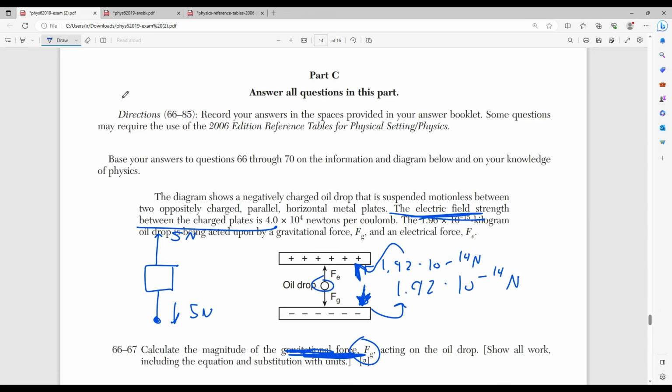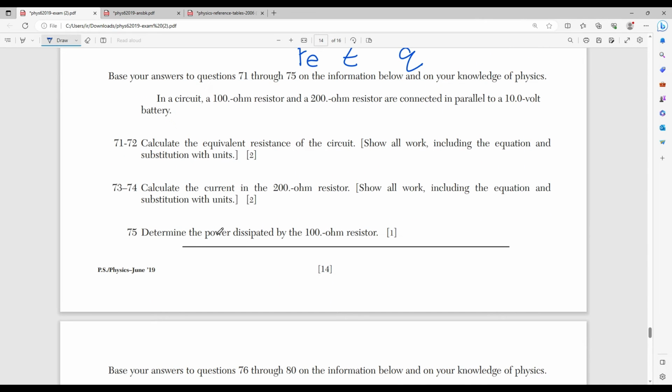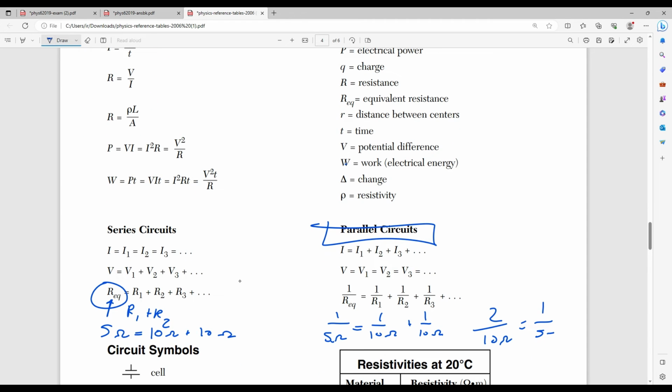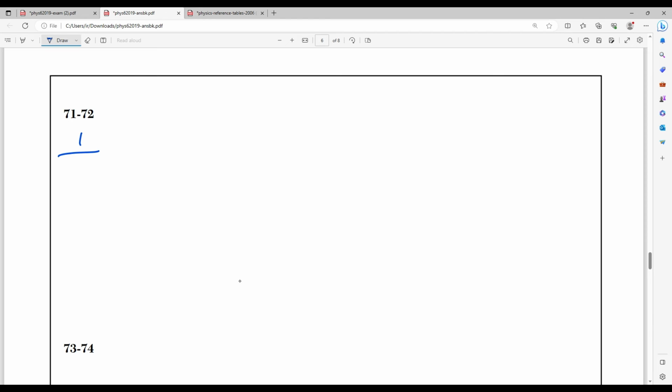Moving on to number 71 to 72. It says that in a circuit, a 100 ohm resistor and a 200 ohm resistor are connected in parallel to a 10 volt battery. Calculate the equivalent resistance of the circuit, right? So we know that they're connected in parallel, and we're trying to find the equivalent resistance. If you don't know this formula, scroll down, parallel circuits, boom, that's going to be your resistance. So I'm just going to write 1 over Req is equal to 1 over R1 plus 1 over R2, because we only have two resistors that are connected. That's all I need to do, right?